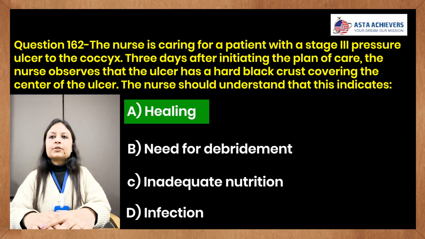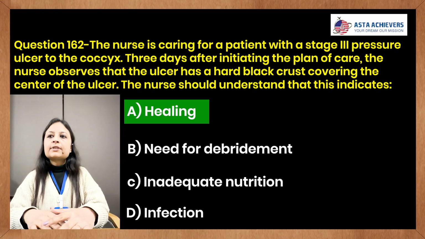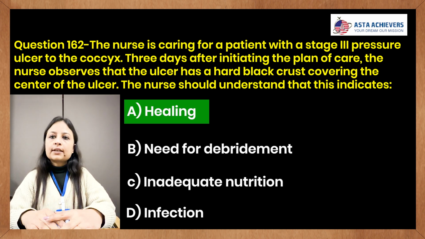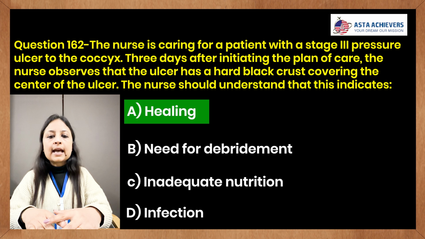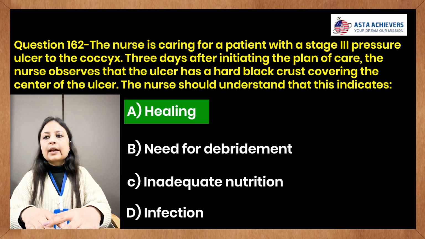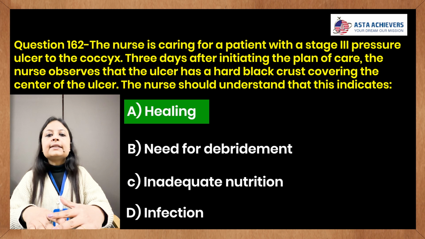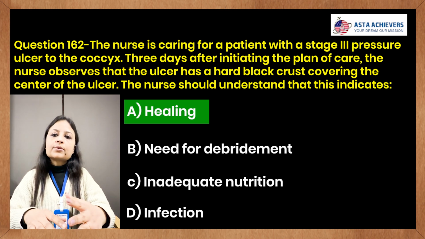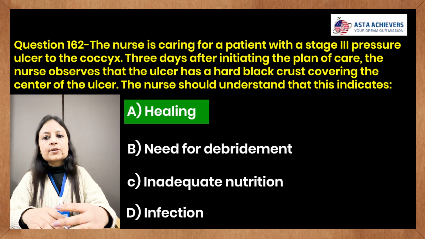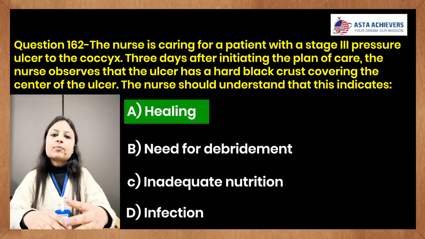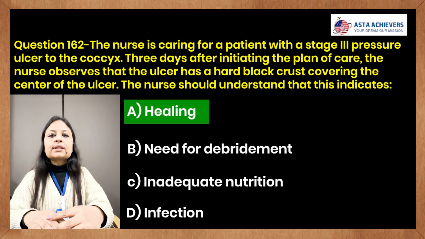Question number 162. The nurse is caring for a patient with a stage 3 pressure ulcer to the coccyx. Three days after initiating the plan of care, the nurse observed that the ulcer has a hard black crust covering the center of the ulcer. So the nurse should understand that this indicates option A, healing, option B, need for debridement, option C, inadequate nutrition, and option D, infection. So option A, healing, because it shows the signs of healing.